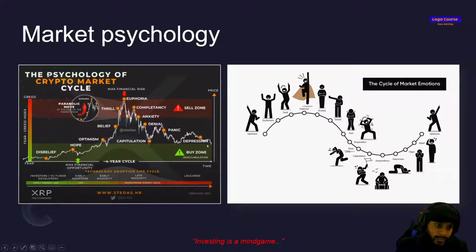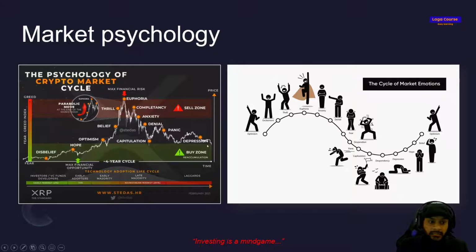So, the psychology of the crypto market cycle. On this side, you see the time zone, which is the 4 year cycle theory. And on this side, you can see the fear and greed index, and this also indicates the price. So at the beginning of the stage, when the market is very low, when it doesn't get covered a lot in the media, on social media, whatever, this is the stage where we as investors should buy an asset that has long-term potential, such as Bitcoin.